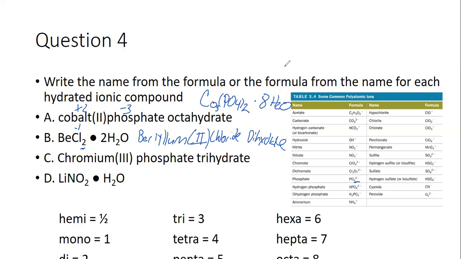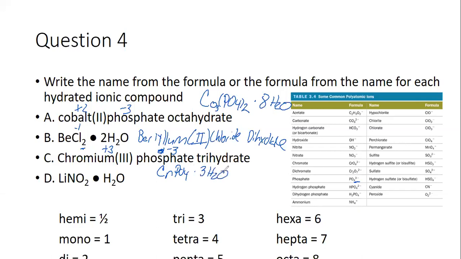All right, so we have chromium(III) phosphate. So chromium is +3, phosphate is -3, not -1. So they're the same charge, so I only need 1 of each. Chromium is Cr, phosphate, PO4, trihydrate, 3 water.